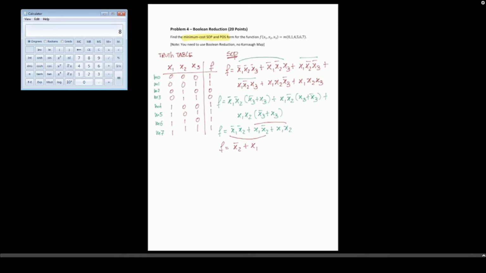Alright, it's still not the final answer. I still need to find the POS, so let's go and find the POS. So for my POS, I start with my f negated, and I'm going to look at the zeros. I'm negating my f so I can work with minterms instead of maxterms, and then simplify the same way that I'm doing here, and then I negate everything to get the right answer. So let's get the zeros. The first one, so I have two terms over here, and the first one is negated 1 and 3, and the other one is negated on 1.